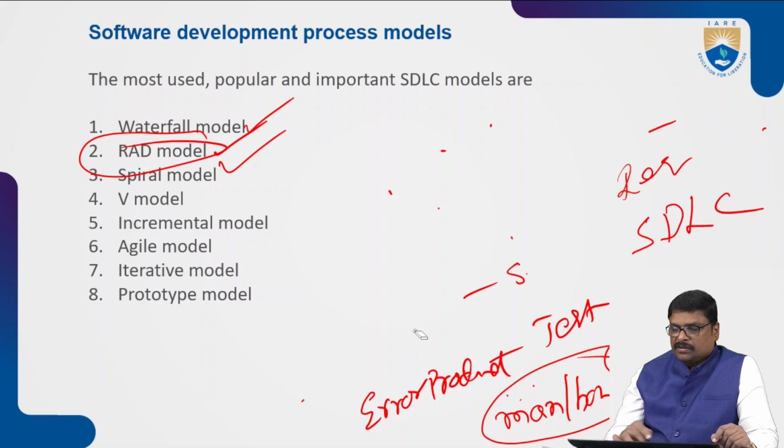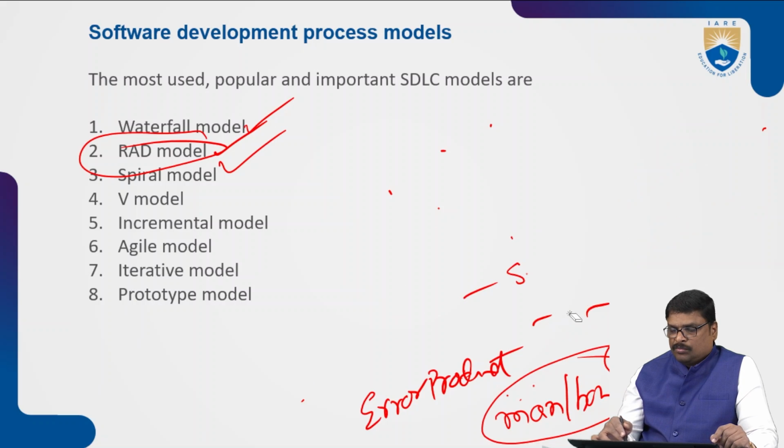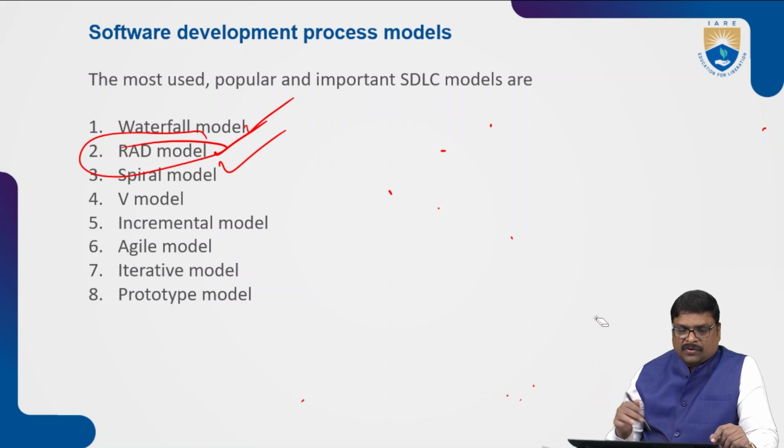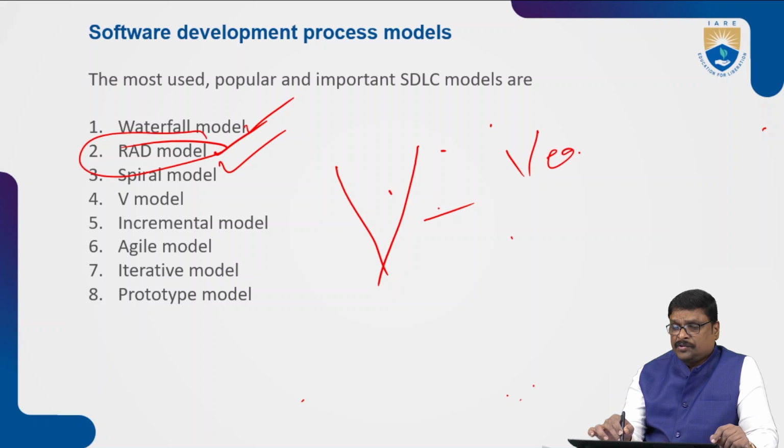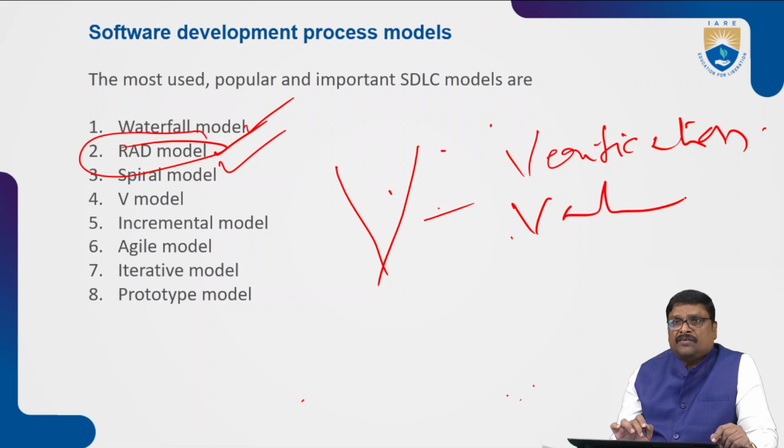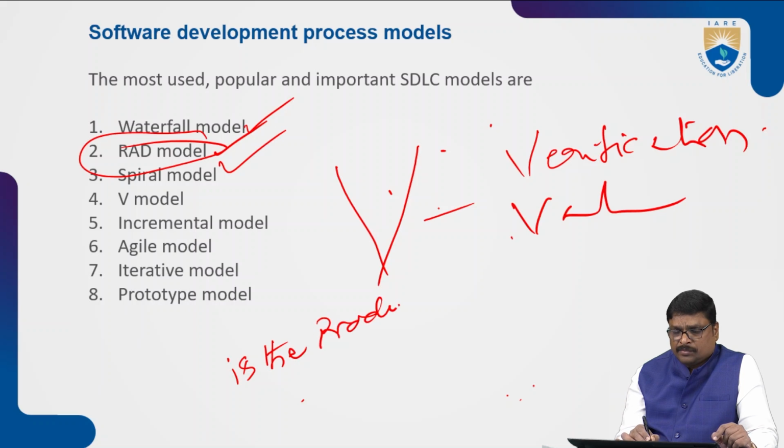Then the V model. The V model is one of the most popular models. V is nothing but verification and validation. So verification, as per software engineering, the definition of verification is: is the product right? Validation is nothing but: is the product correct?